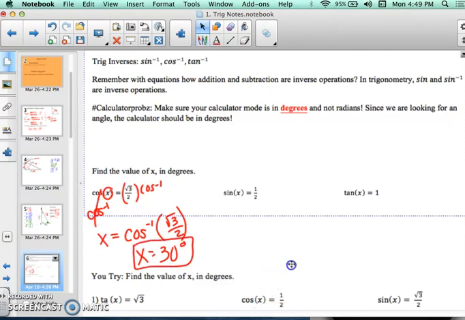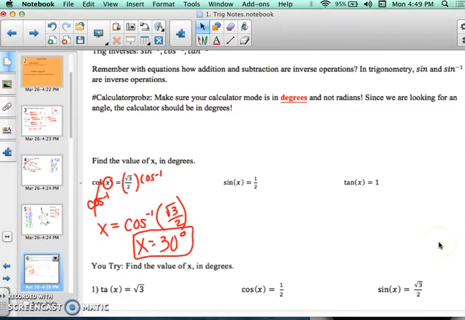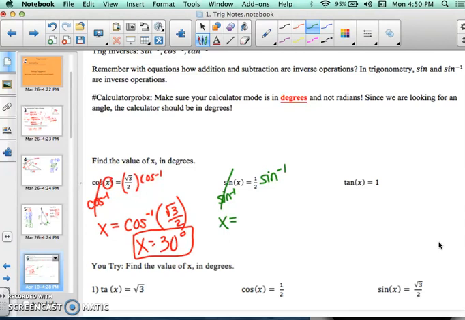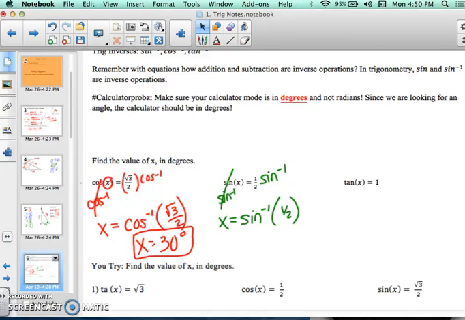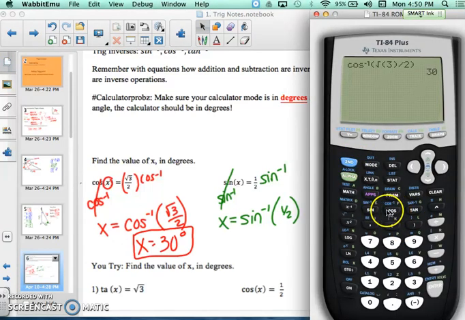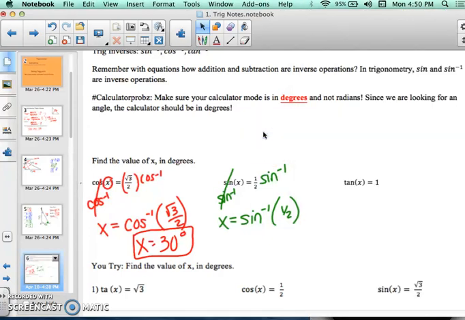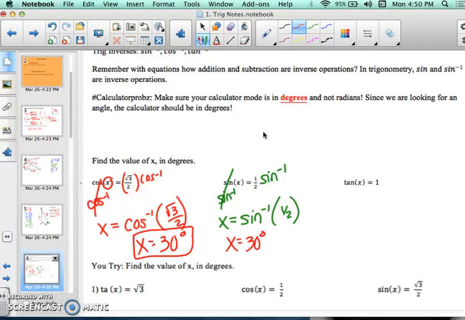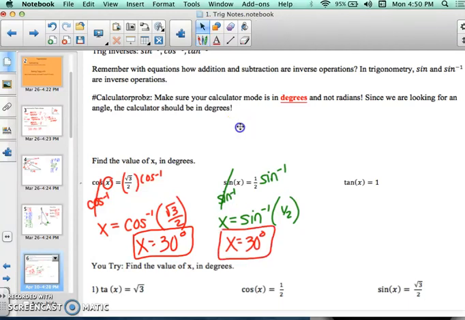Okay. All right, let's look at sine. So the opposite of sine is going to be sine inverse, so sine negative 1. Do it to both sides. You would get x equals inverse sine, or sine negative 1, of a half. Okay. So I'm going to type that in the calculator. Again, I'm going to hit second sine. I'm going to type in a half. Close it off. And I get 30 degrees. So cosine of this number and sine of that number are the same thing, which is cool.